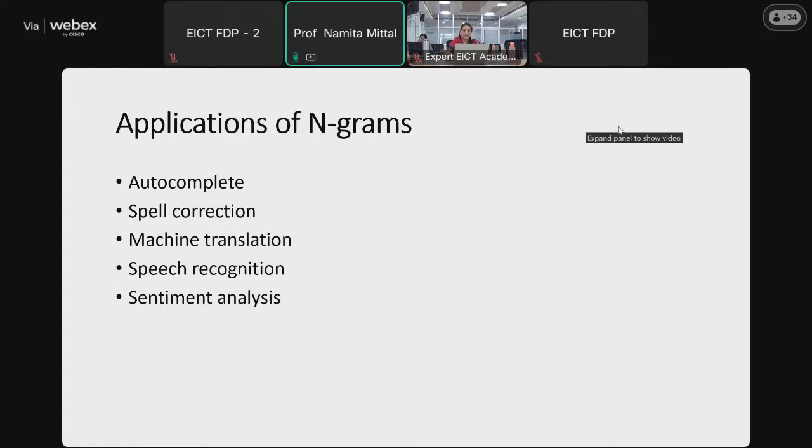Machine translation is again language to language translation. Speech recognition: from speech, the language in which it has been said or written can be recognized. Sentiment analysis of text: whether it is positive, negative, or neutral. The applications of n-grams are also used in sentiment analysis. Similarly, somehow we use it for the recommender system.